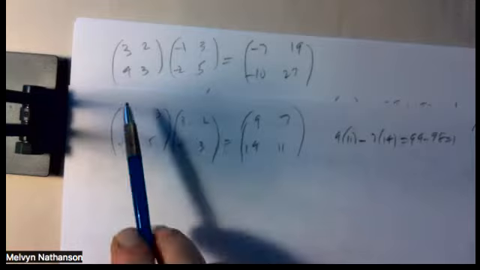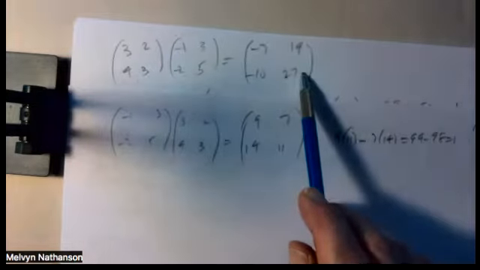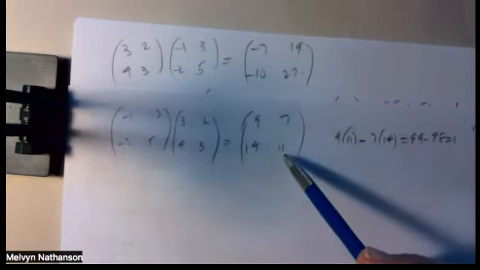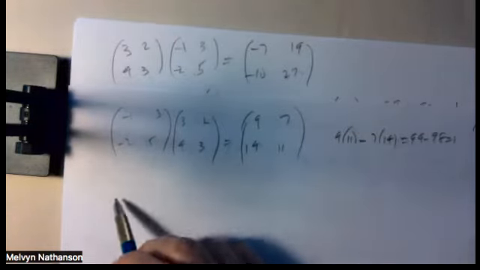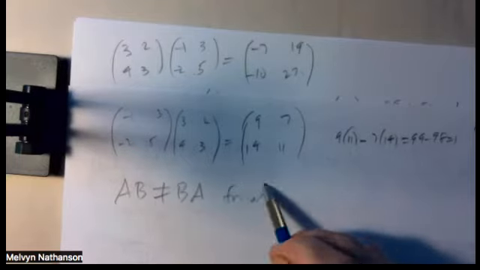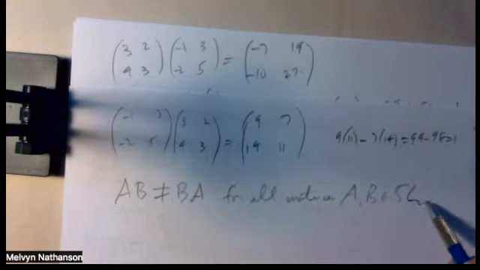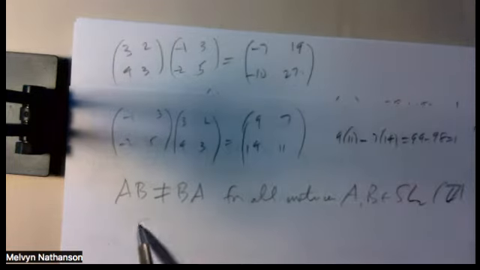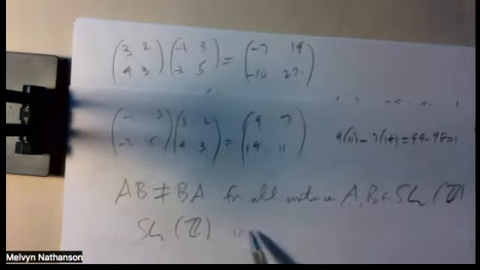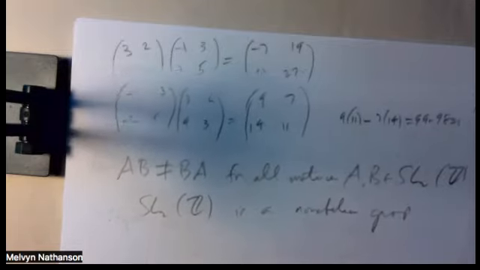But the important thing is I multiplied the matrices in one order, this times this, and I got a matrix product. In the opposite order, I get a matrix product, but they're different. So AB is not equal to BA for all matrices A and B in this group. So SL2Z is a non-abelian group. Not all groups are abelian.